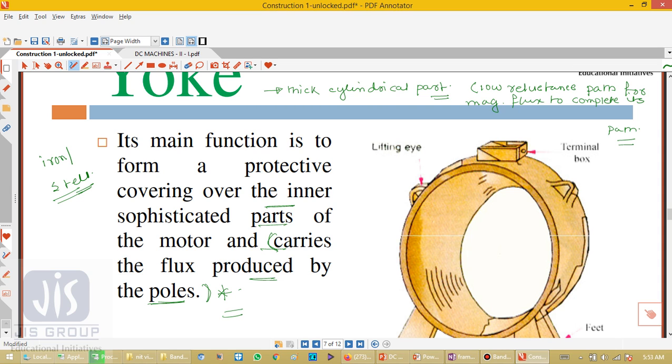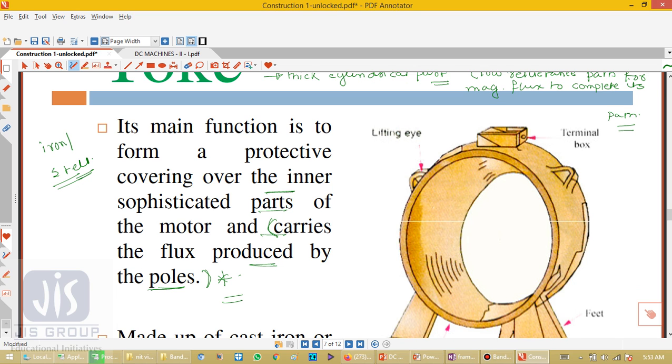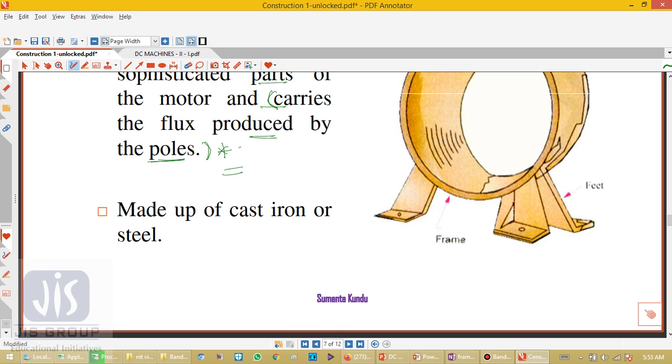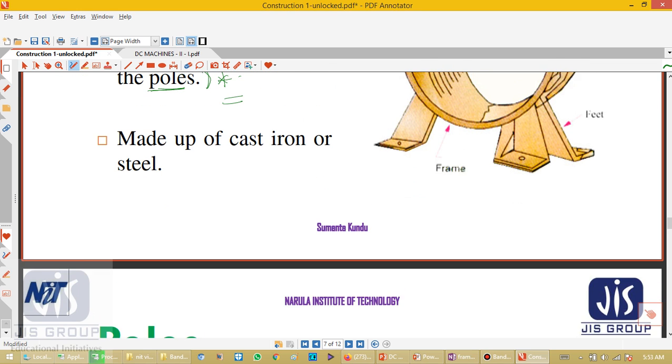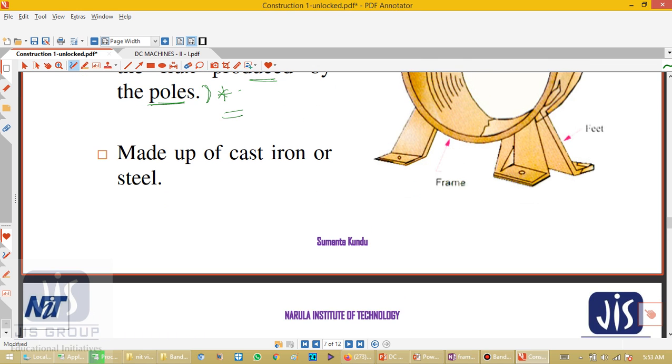And there should be a question for you people regarding this yoke part. Why is the yoke of a DC machine not made of lamination? Why is it not laminated? You should think about why it is not laminated.